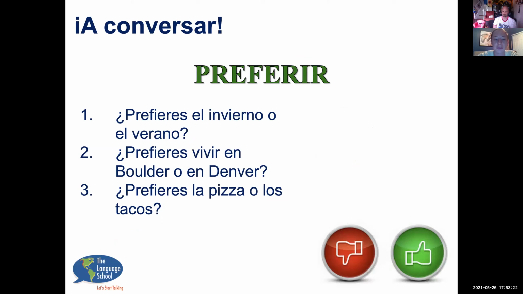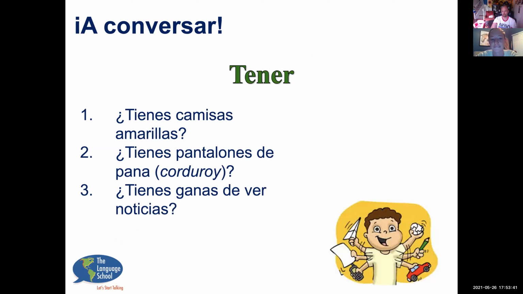Prefiero el verano. ¿Prefieres vivir en Boulder o en Denver? Prefiero vivir en Denver. ¿Prefieres la pizza o los tacos? Prefiero los tacos. ¿Tiene camisas amarillas? Sí, tengo camisas amarillas. ¿Tiene pantalones de pana? No, no tengo pantalones de pana. ¿Tienes ganas de ver noticias?